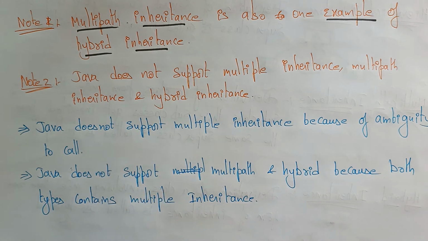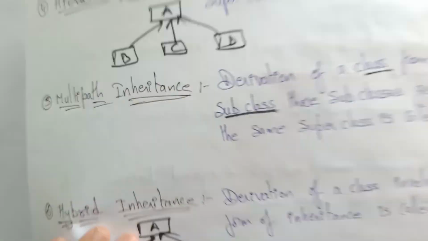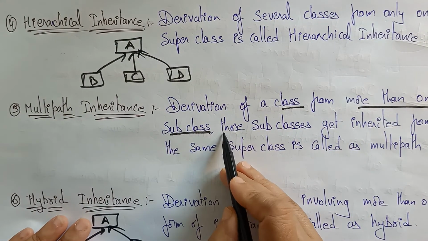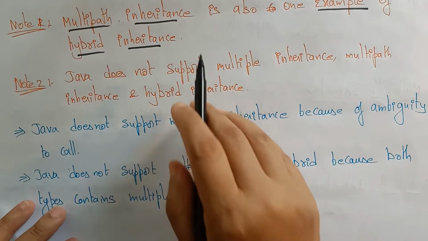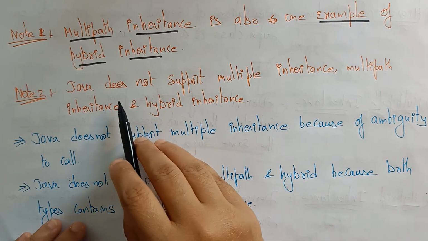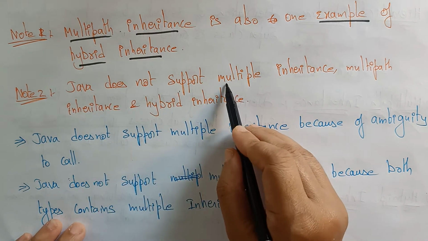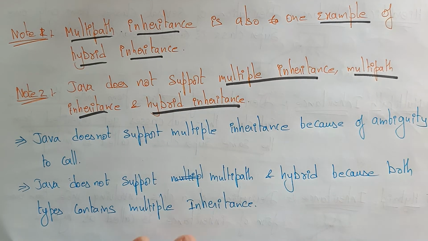Derivation of a class from more than one superclass is called multiple inheritance. Multipath is derivation of a class from more than one subclass, where those subclasses get inherited from the same superclass. So this multipath is also one example of hybrid inheritance. And remember that Java does not support multiple inheritance, multipath inheritance and hybrid inheritance. These three inheritance types are not supported by the Java programming language.